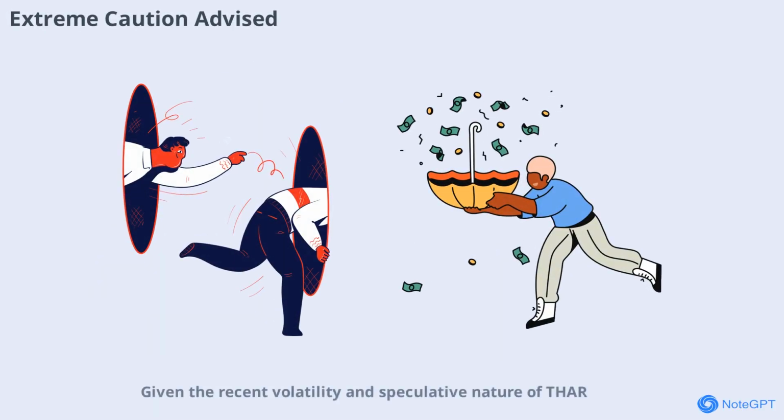Given the recent volatility and speculative nature of THAR, extreme caution is warranted. The technical setup suggests the stock will remain highly volatile in the near term. Traders should use tight risk controls and avoid overexposing themselves to sudden price swings. Remember, it's better to miss an opportunity than to take unnecessary risks in such an unpredictable environment.